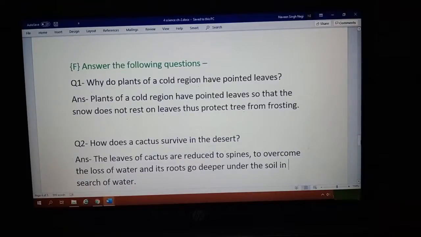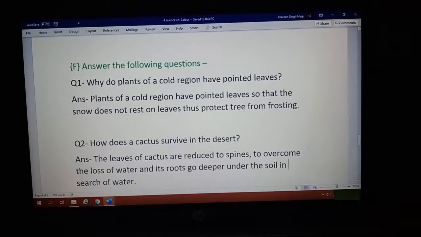So due to the presence of needle-like leaves, the snow doesn't rest on these leaves and the tree remains protected from the frost, or you can say such cold conditions.